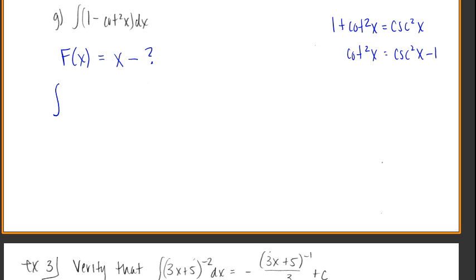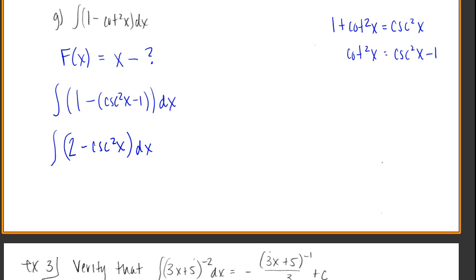So now we're looking at the integral of 1 minus, and then if I plug in what I'm substituting for, it'd be cosecant squared x minus 1. Okay, put that in parentheses and then dx. So combining some like terms, then really what we're looking at is the integral of 1 plus 1, which is 2, minus cosecant squared x dx. Okay, so now do we have a formula for cosecant squared x as far as taking the antiderivative? We sure do. So now we can work from there.